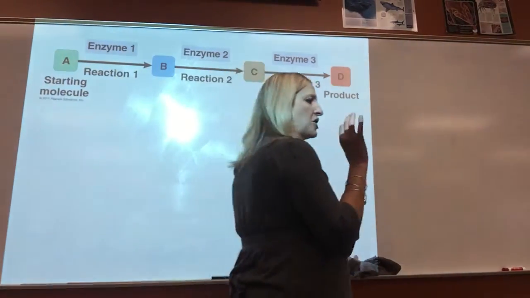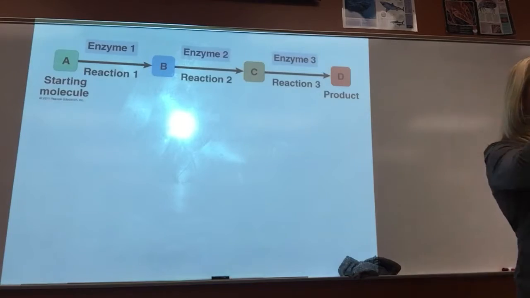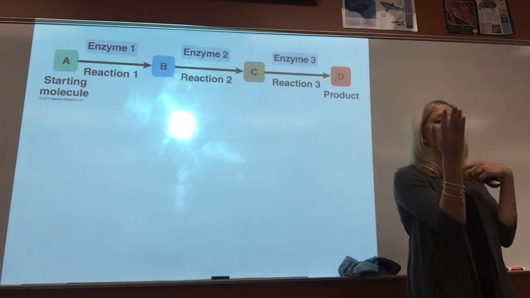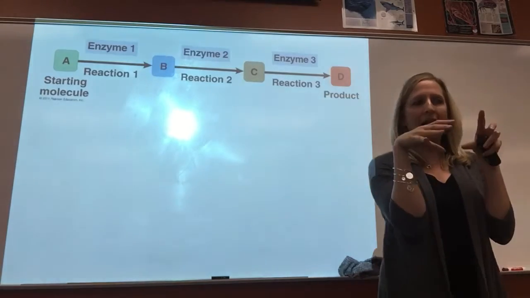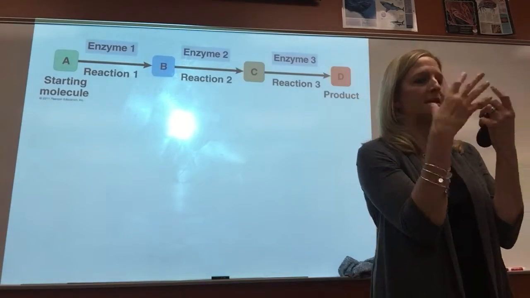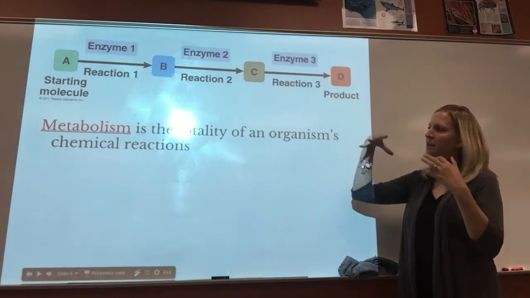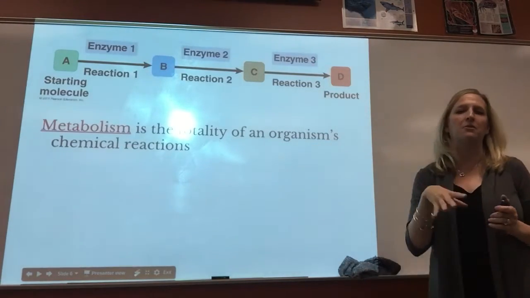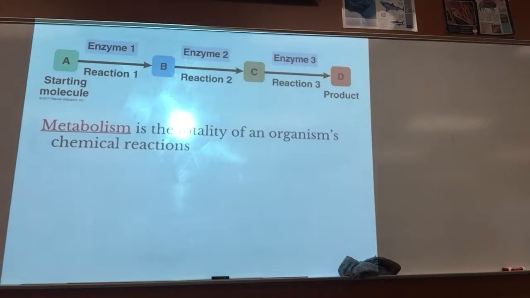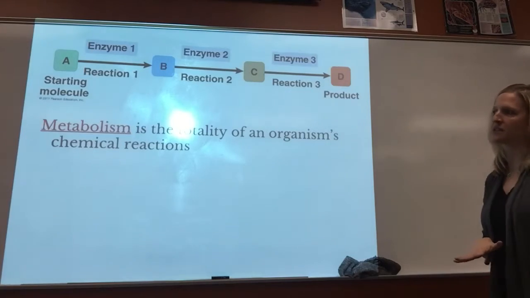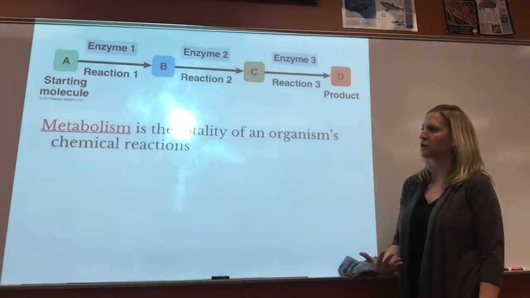So in chapter 7, we looked at the cell membrane and how things are regulated in getting into and out of the cell. Chapter 8 is all about metabolism. Metabolism, let's write down that definition, is the totality or the sum of an organism's chemical reactions. So if you look at just one cell, it's all the chemical reactions that occur in a cell, and there are lots of them going on at any given second to keep your cells and therefore you alive.